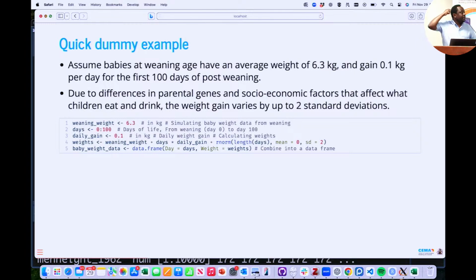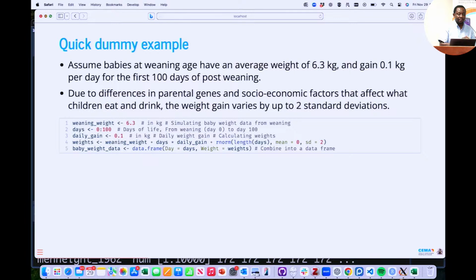So assume babies at weaning age have an average of 6.3 kilograms. I hope I'm not too far away from the truth. What's the average weight of a baby at weaning? Absolutely no idea. You might think it's 15 kgs. But let's assume the average weight of a baby at the time they stop suckling is 6.3 kilograms.